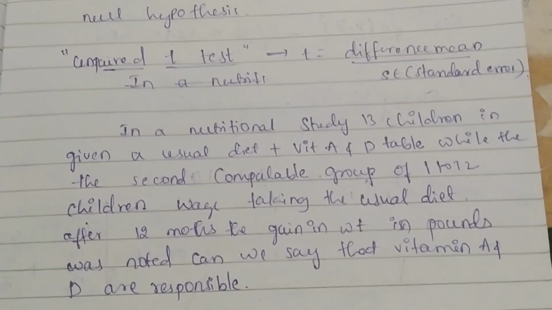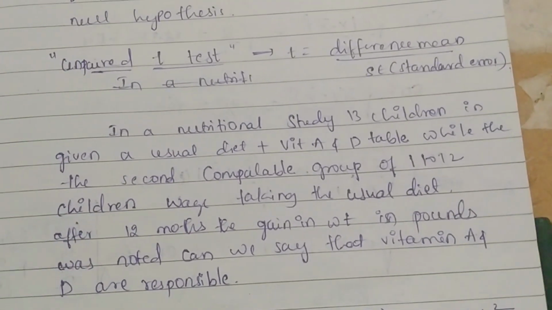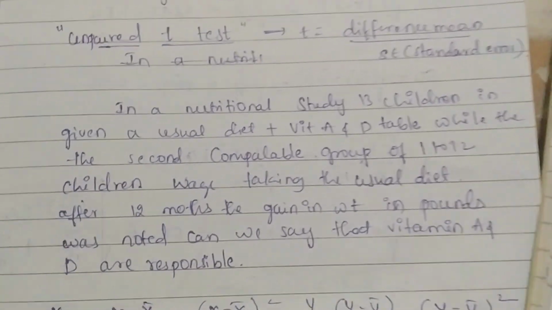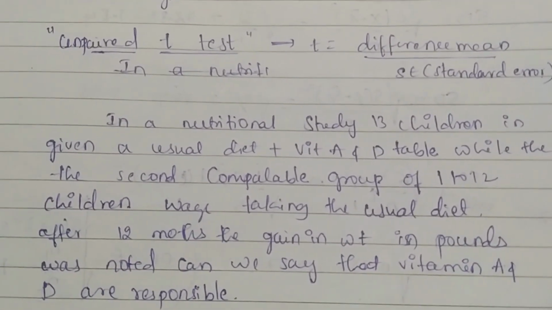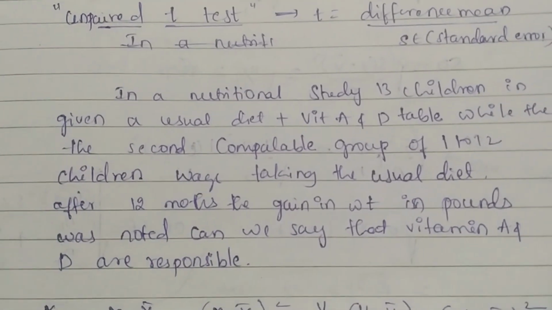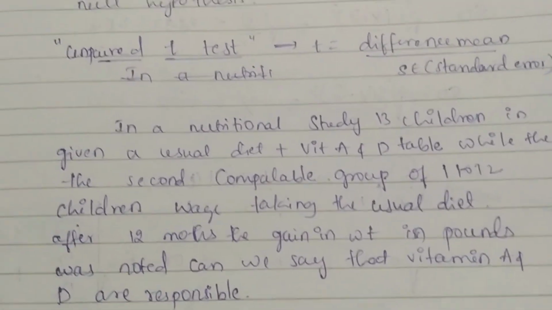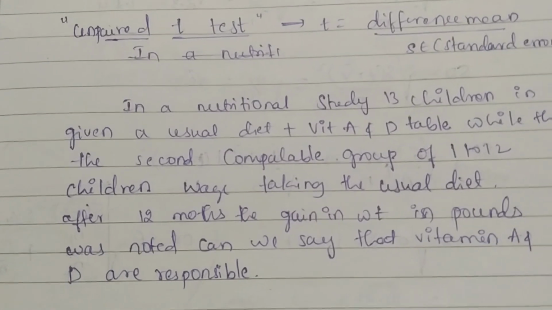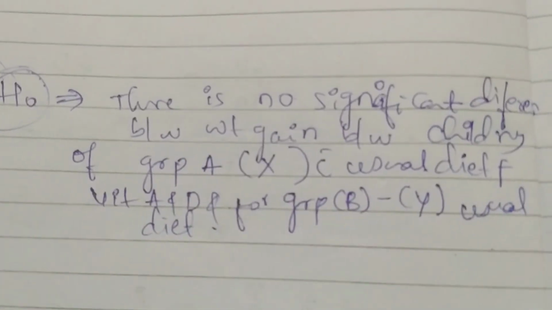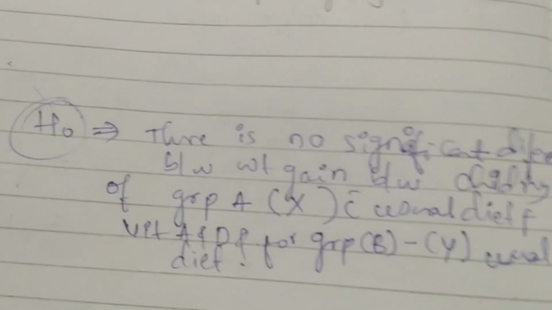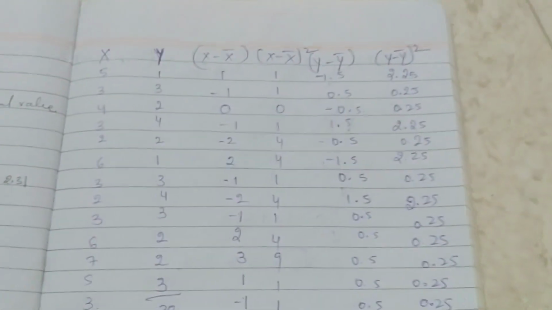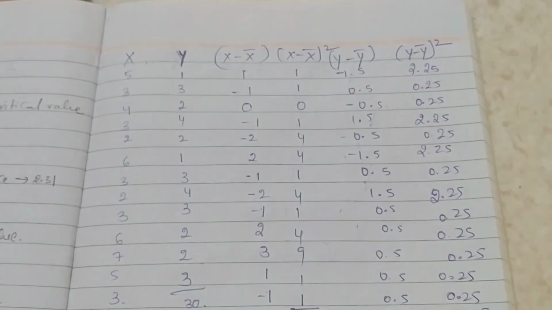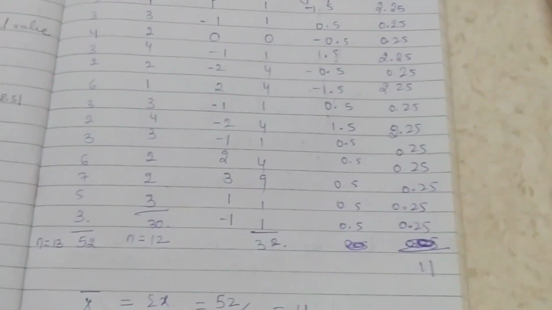In the last class we discussed this example for the unpaired t-test. Today we are also going to discuss this formula with a different method of calculation. After having this example, the very next step is framing the null hypothesis. In the last class we already framed the null hypothesis, and the next step is doing the calculation as x variable, y variable, and finding x bar value and y bar value.